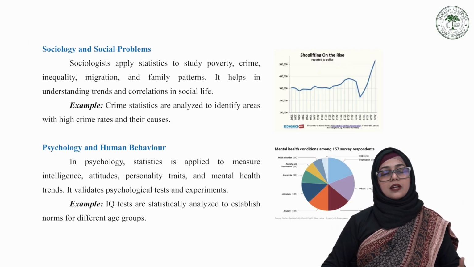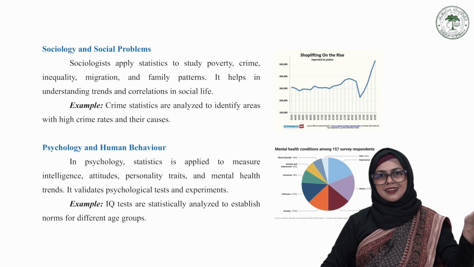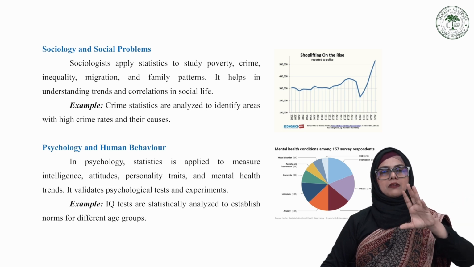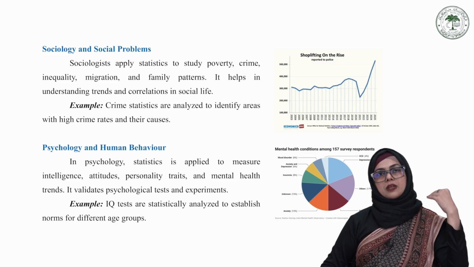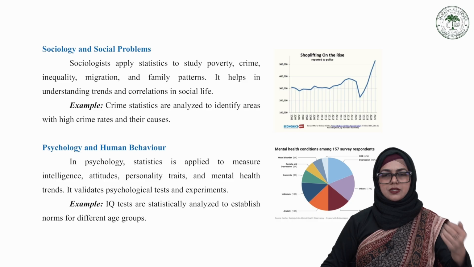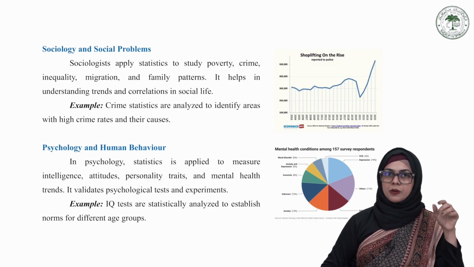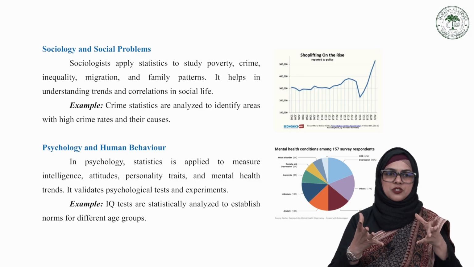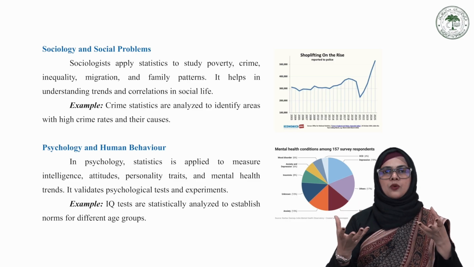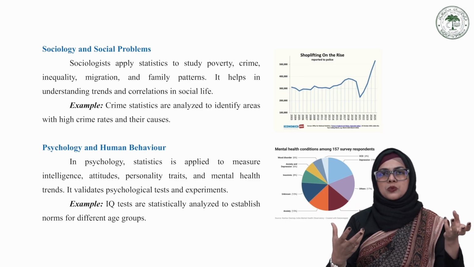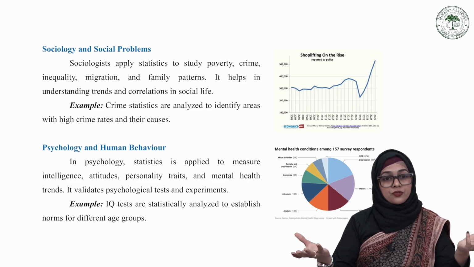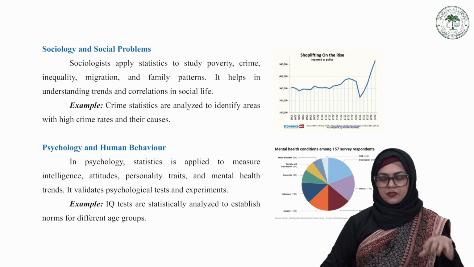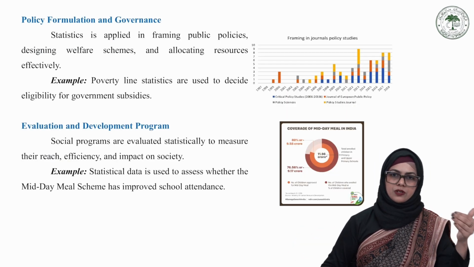Even in sociology and the social problems that are erupting and evolving, all that can be identified and studied, and of course we can plan our action in order to provide more social security. Then even psychology and human behavior, you know how human behavior is so complicated, but statistics helps us to measure psychological variables like intelligence, attitudes, personality traits, mental health trends, and so on. And of course, then we try to develop the norms for different groups.